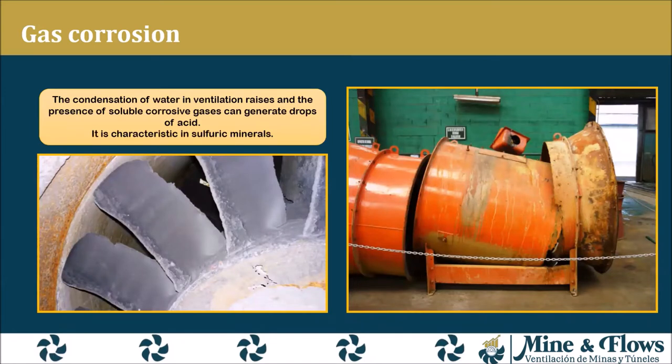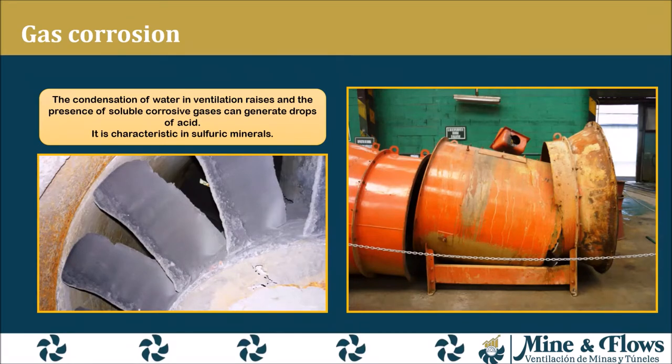Finally, the presence of gases associated with the mineral is very common in underground mines. Some of these gases are explosive at specific concentrations and others are corrosive. For example, in the case of hydrogen sulfide, at high concentration, the gases can be dissolved in the water, water that can be generated by the process of decompression of the air when the airflow raises to the surface, generating drops of sulfuric acid, affecting the steel of the casing and the aluminum of the fan blades.